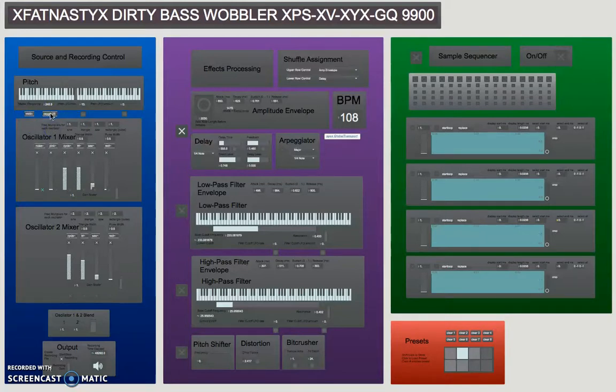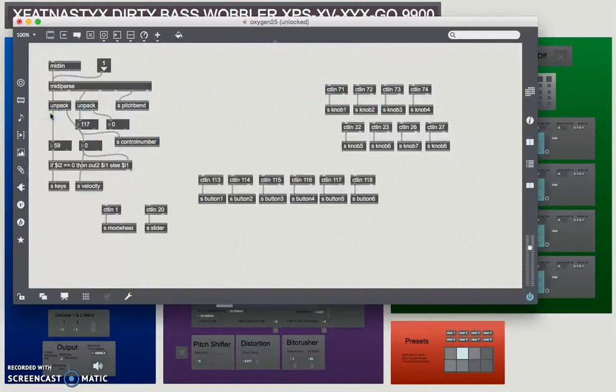Next, click the Oxygen 25 object and a subpatch will open. This is where you will assign your controller's inputs to the inputs of the patch. As you press a button or turn a knob, its number will show in the left of the two boxes here. Assign it to the corresponding controller.